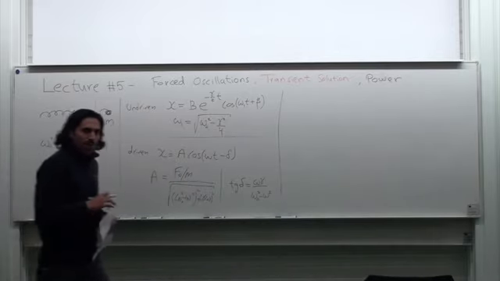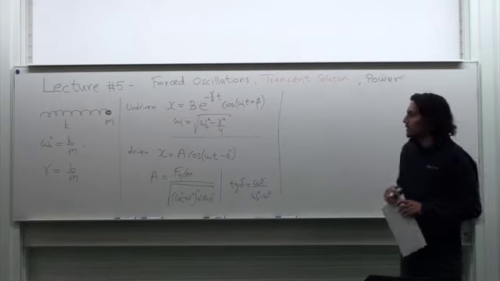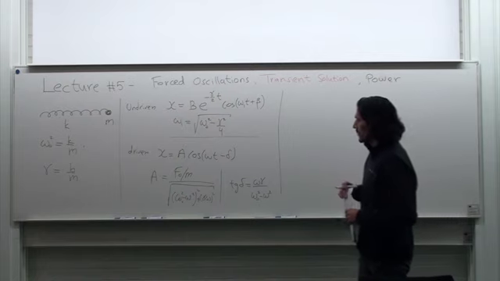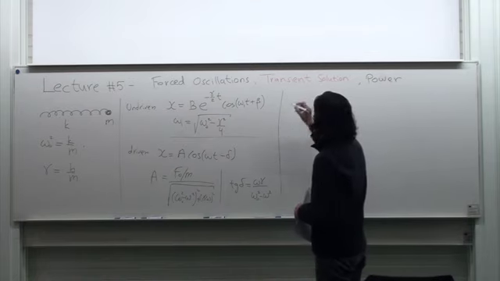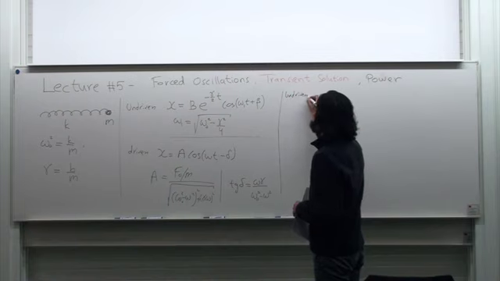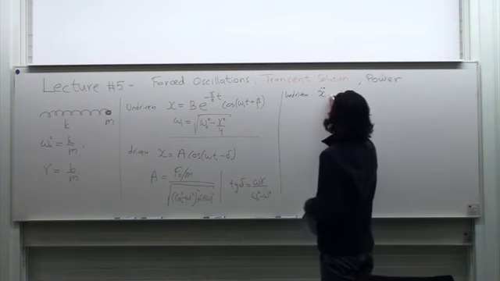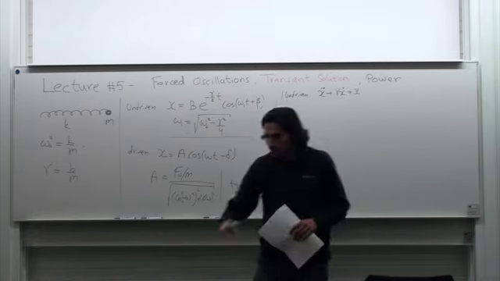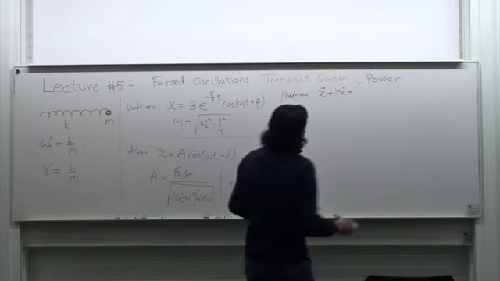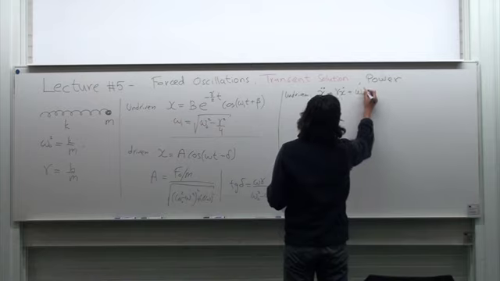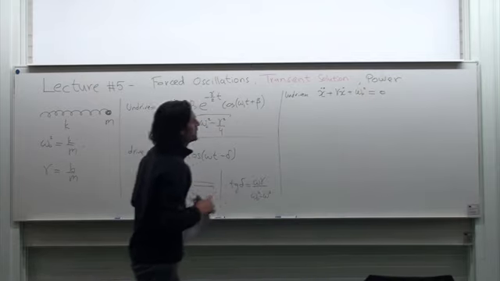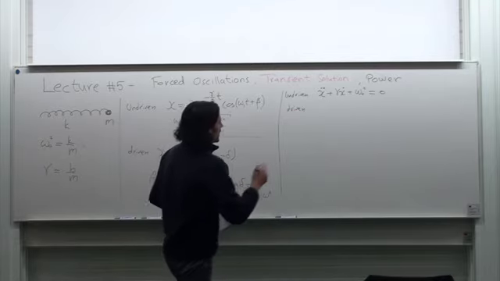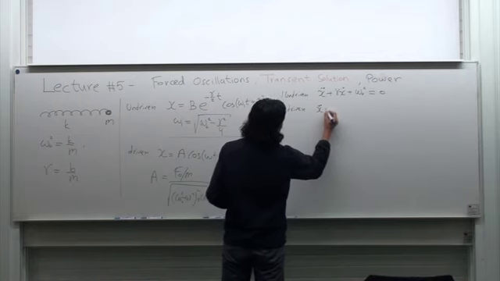Now, let's go one step back and look into the differential equations that these solutions satisfy. The differential equation for the undriven case is x double dot plus gamma x dot plus omega 0 squared x equals 0. And for the driven case, we have something similar initially.